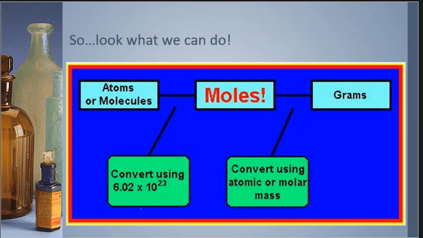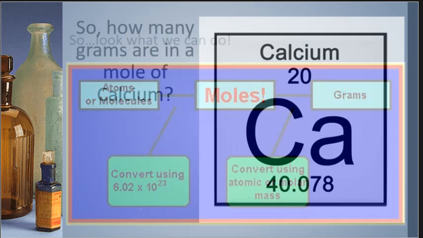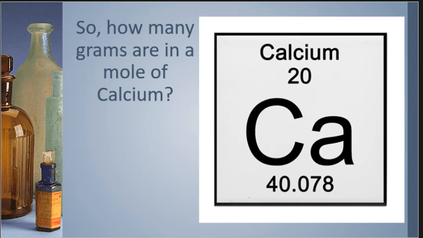We can convert here using our Avogadro's number. Is that 23, right? Yeah. Okay. I get 23 and 24 mixed up. Convert using atomic or molar mass here coming to my grams. So I know what I have from the chart in my AMU. I can convert that to moles. I can convert moles to grams. Voila. All right. How many grams are in a mole of calcium?